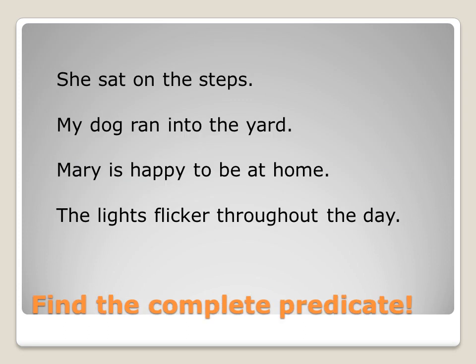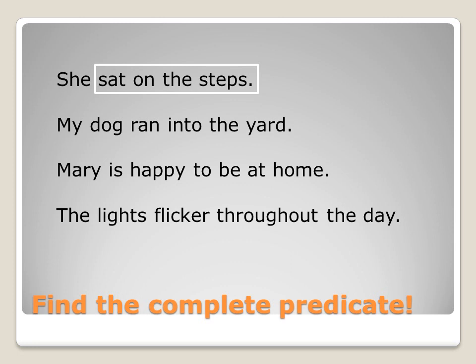All right, let's try to find the complete predicates this time. We have the same sentences as before. She sat on the steps. If we know that sat is our verb, what is our complete predicate? Therefore, what are the other words that modify the verb? You should be thinking, sat on the steps. If you were, you are correct. That is our complete predicate.